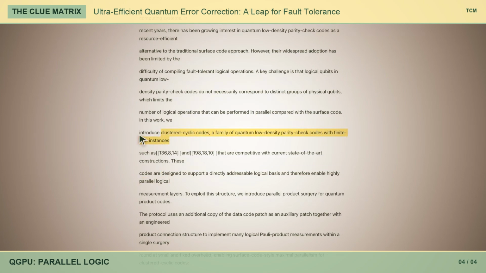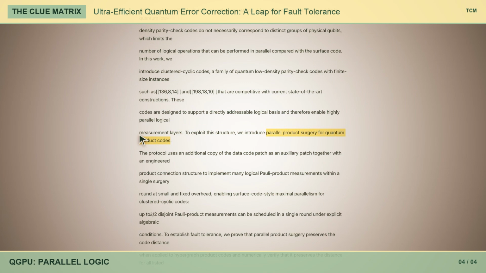To solve this, they introduce clustered-cyclic codes, a new family of QLDPC codes. The key is that these codes are specifically designed to have a directly addressable logical basis, meaning logical qubits are structured in a way that allows for independent control. So they engineered the code structure itself to minimize that physical overlap, making it easier to target and operate on individual logical qubits? That sounds like a fundamental architectural improvement for QLDPC.